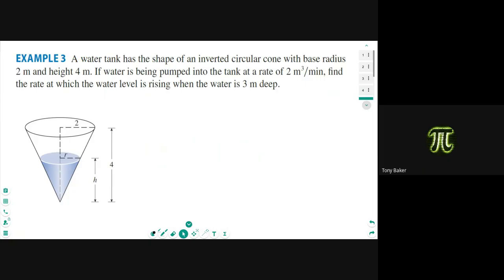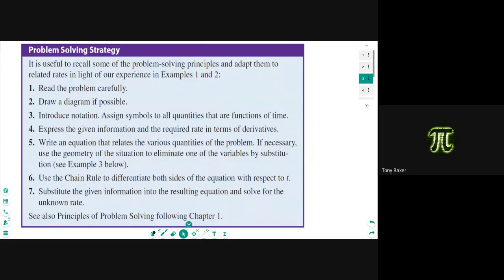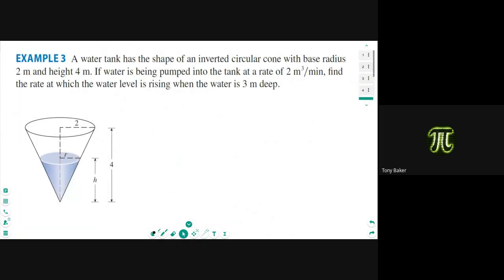All right, so we've read the problem, we've drawn the diagram. Now let's introduce some notation. What information did they give us? They said the whole thing is 4 meters tall. We know that the radius of the cone is 2. That's on my picture. We have dV dt is 2 meters cubed per minute.